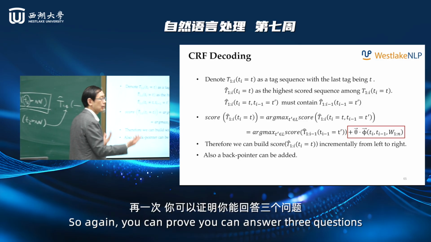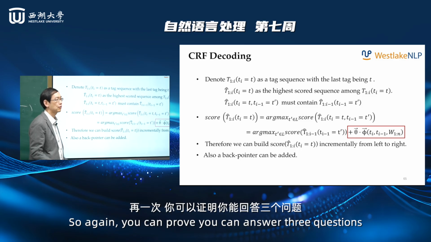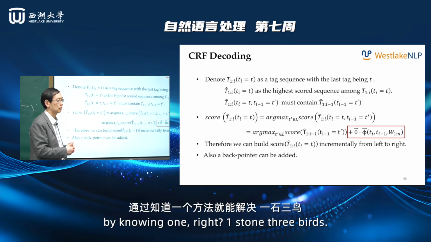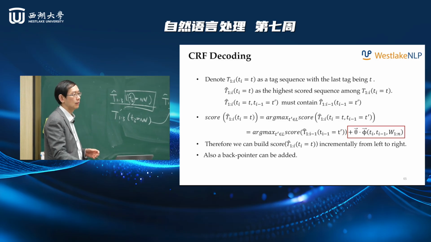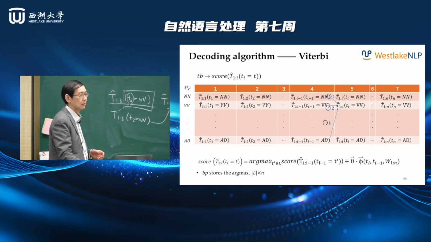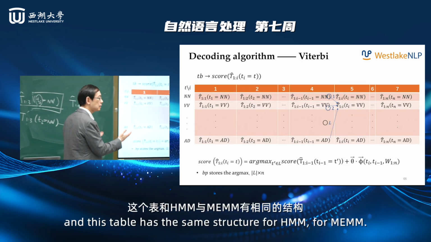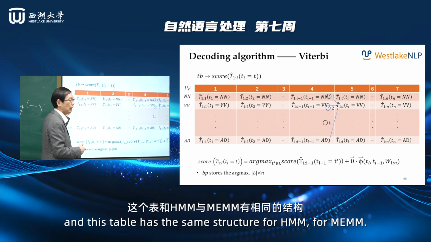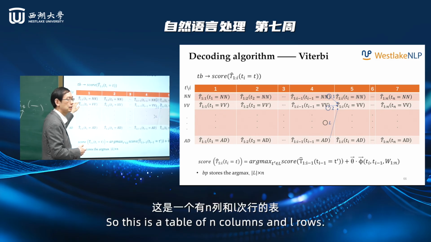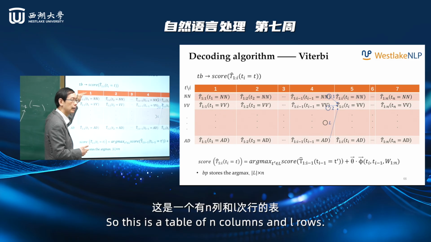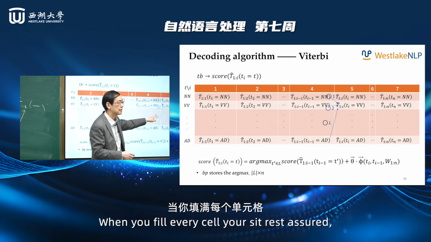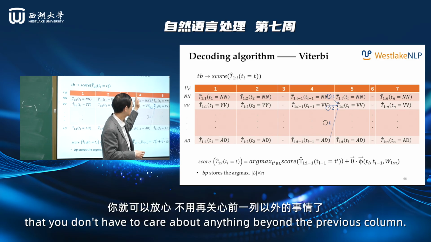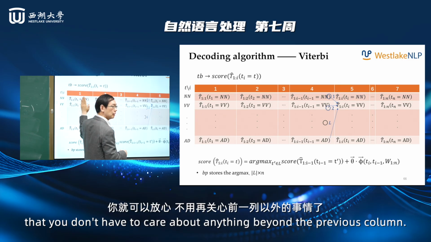Yeah, so again, you can answer 3 questions by knowing one, right? 1 stone, 3 birds, okay? So again, you build an incremental table, and this table has the same structure for HMM, for MEMM. So this is a table of n columns and L rows, okay? When you fill every cell, you rest assured that you don't have to care about anything beyond the previous column, right?